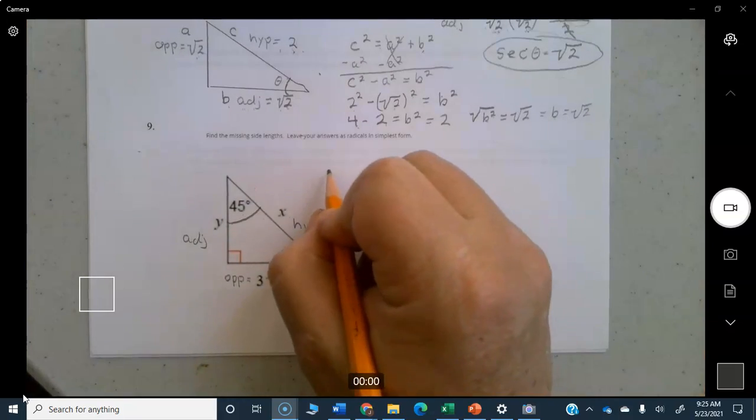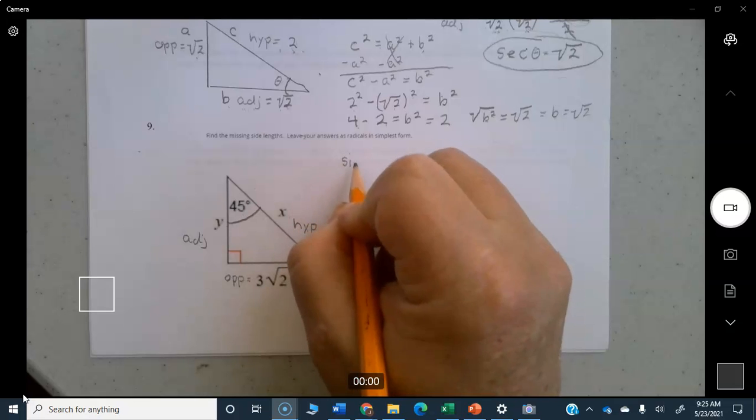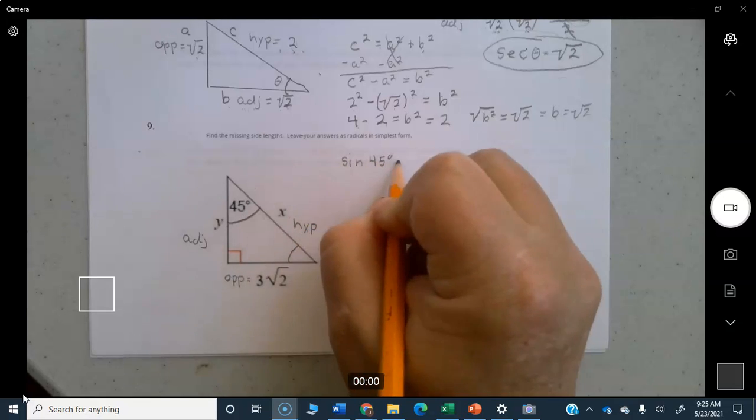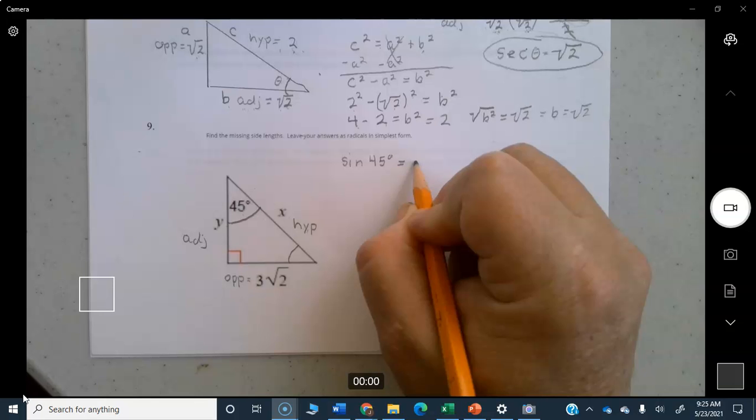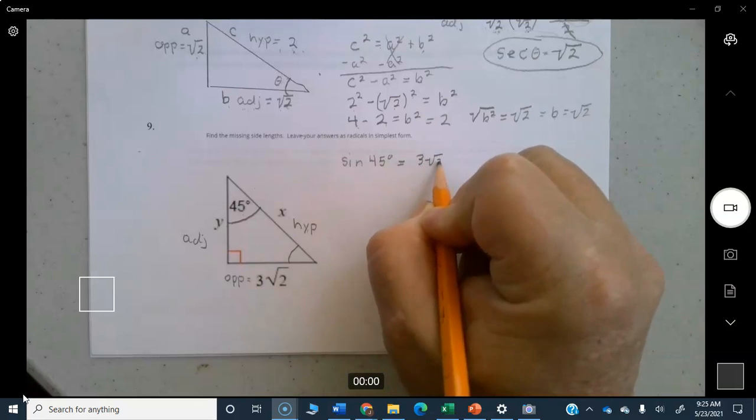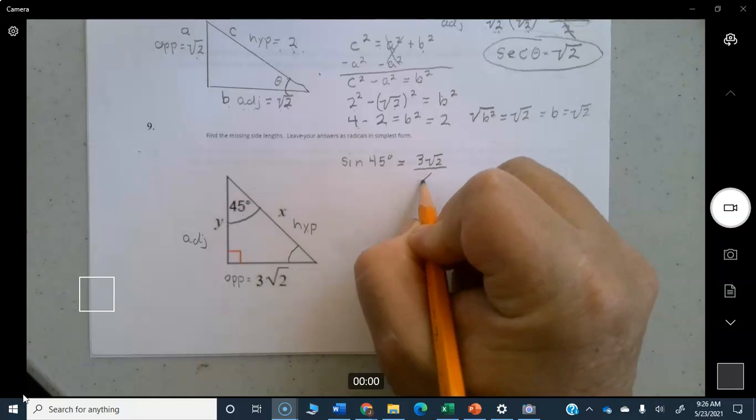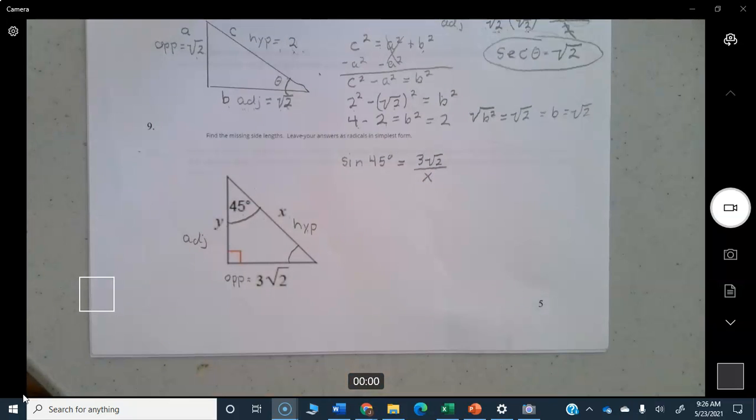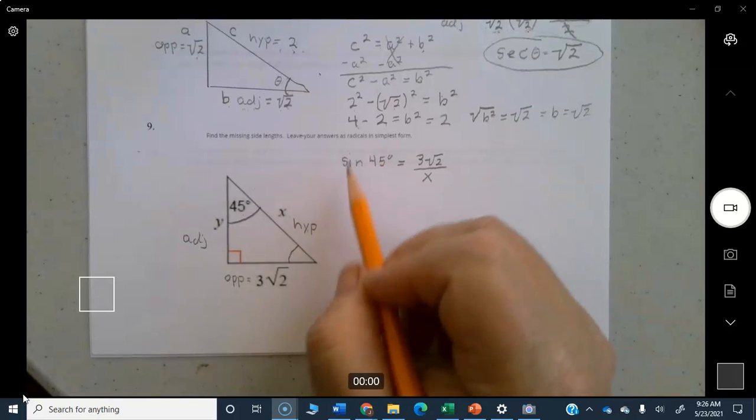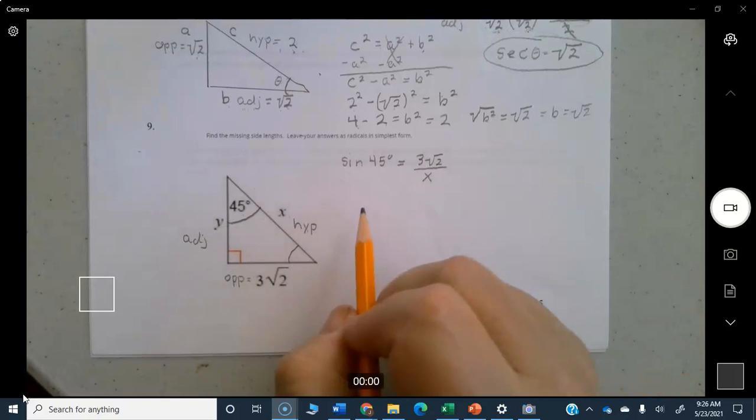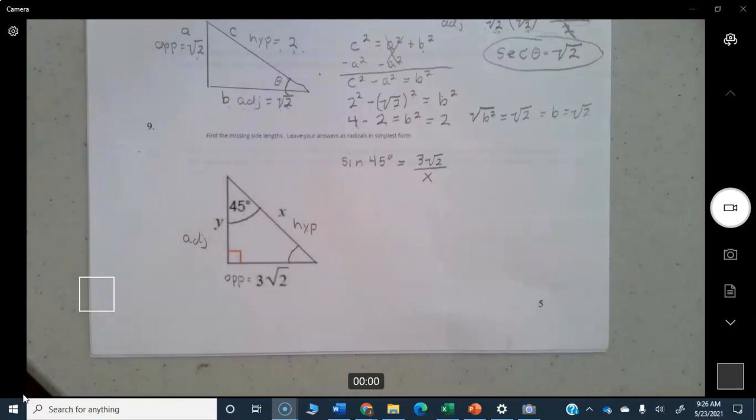Okay, so it means that the sine of 45 degrees equals opposite 3 root 2 over the hypotenuse, x. Okay? All right. Now, again, you can go ahead and figure this out right away if you want, or do the algebra first. I'll go ahead and figure it out right away this time.